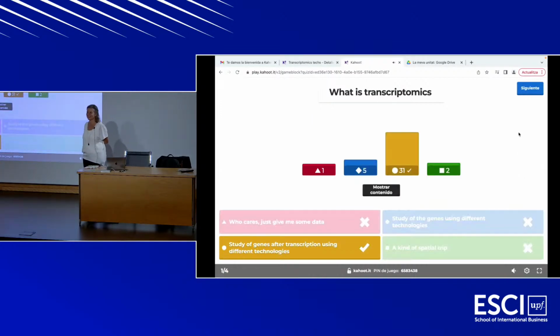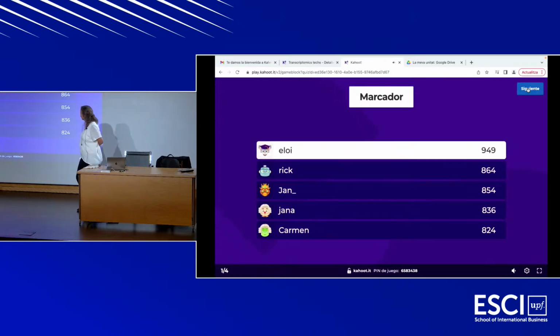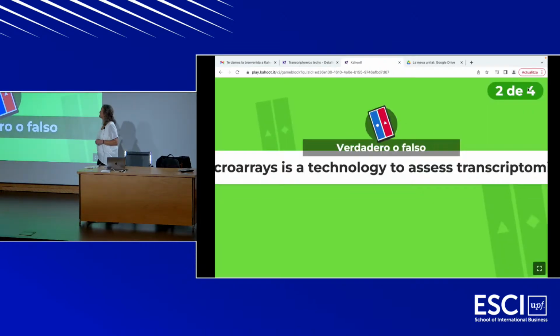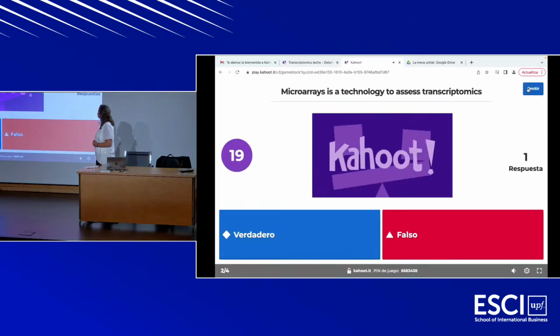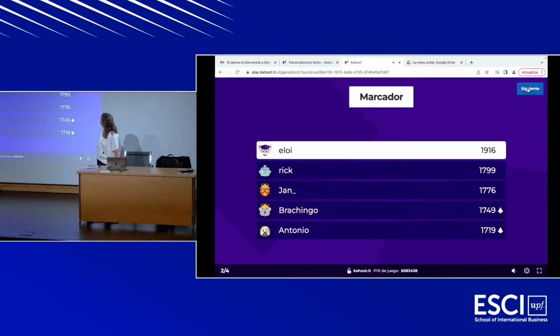Good. So most of you know what transcriptomics is. Yeah, it's genes. We will see that concept in a minute. Well done, Eloy, Rick, Jan, Jana, and Carmen. Let's continue. This is very easy. There is no option of don't know, no answer. There is still someone that doesn't know that microarray is a technology to assess transcriptomics. That's why I'm here. So Eloy, congratulations.